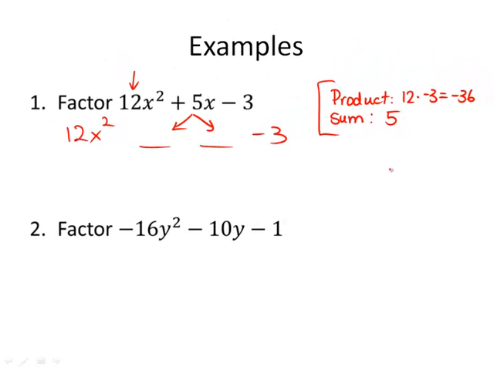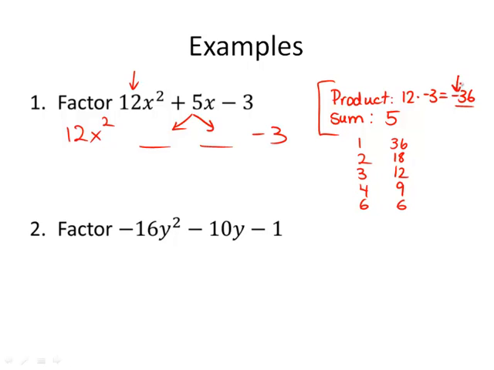Now we can look through all the possibilities of multiplying to get 36. 1 times 36, 2 times 18, 3 times 12, 4 times 9, 5 times doesn't work, 6 times 6, and that's it. Those are all the possibilities that you could have here with different signs, of course.